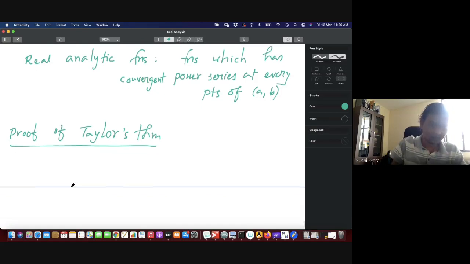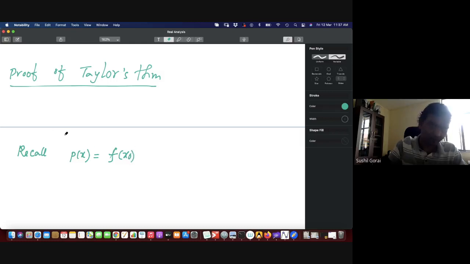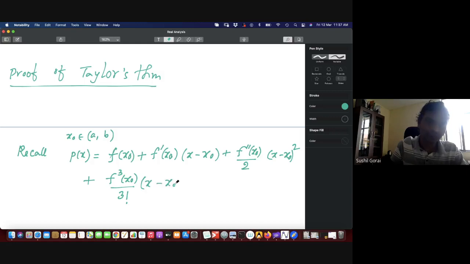All right. So let me recall, Px is f of x naught, so x naught is of course in AB, plus f prime x naught times x minus x naught, plus f double prime x naught by 2 times x minus x naught squared, plus f triple prime x naught by factorial 3 times x minus x naught whole cube, and so on.